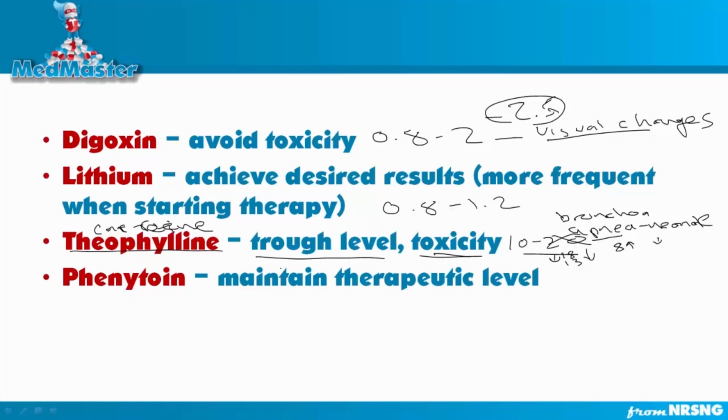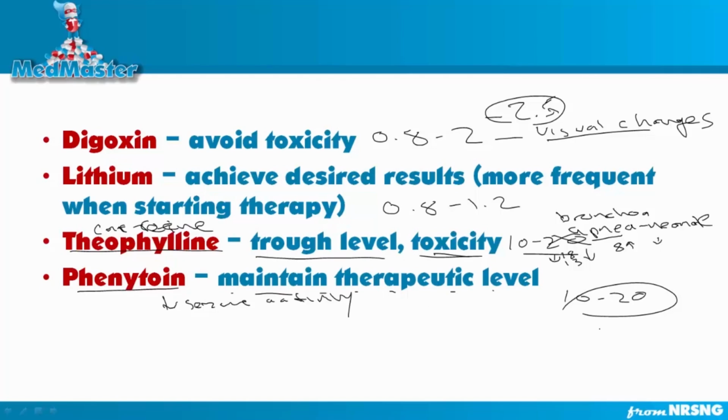Okay, phenytoin. Phenytoin levels are a level that I draw very often in my place of work because I work in a neuro ICU, and phenytoin is given to decrease seizure activity. So we give it to maintain therapeutic level. Now, when the patient's just starting out, we're going to check it very often, and our level is going to be 10 to 20 that we're shooting for.